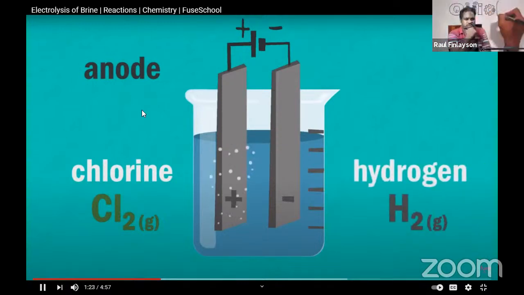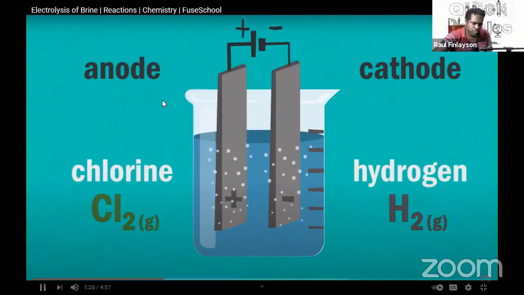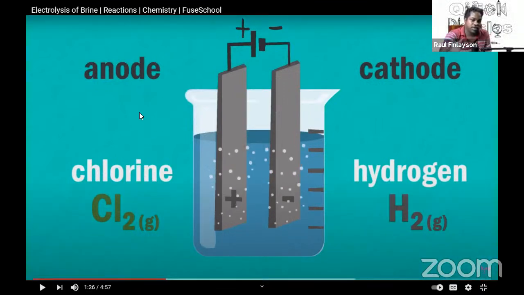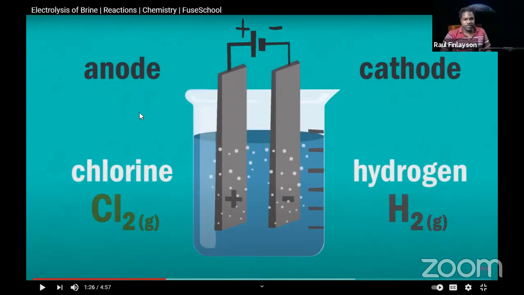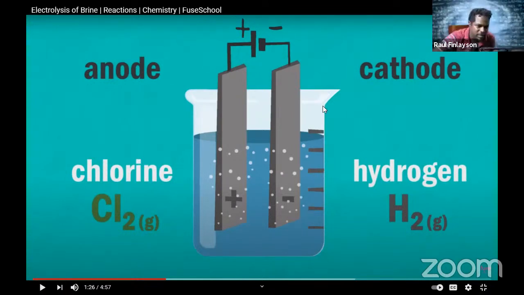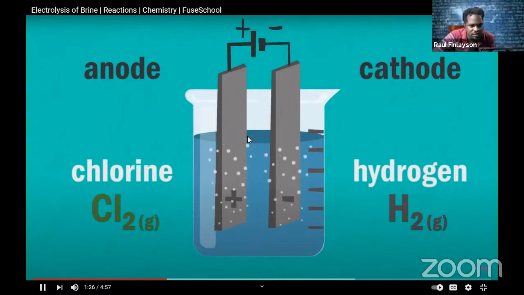And hydrogen is formed at the cathode. That's the negative electrode. The hydrogen is going to go to the negative because it is positive. Hydrogen is a cation, and cations go to the cathode. All right, did you get it right?